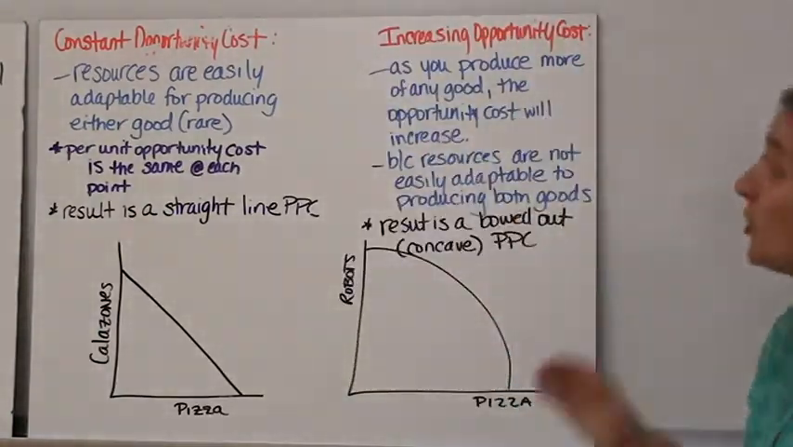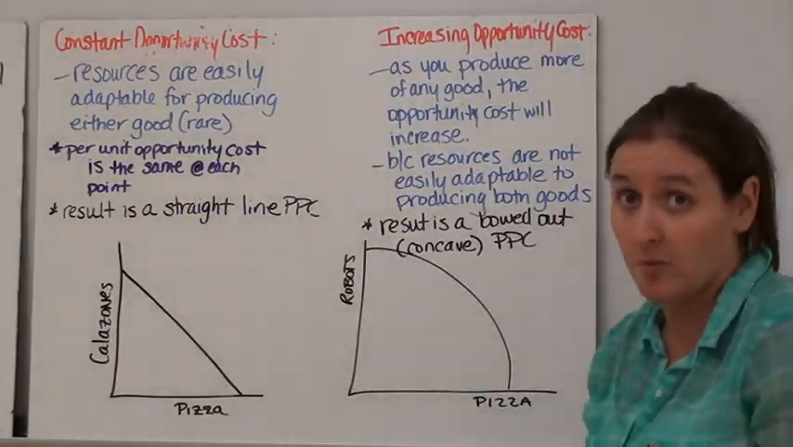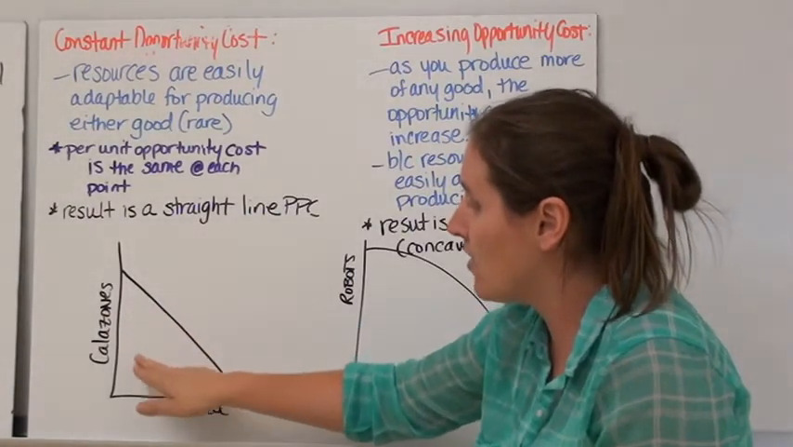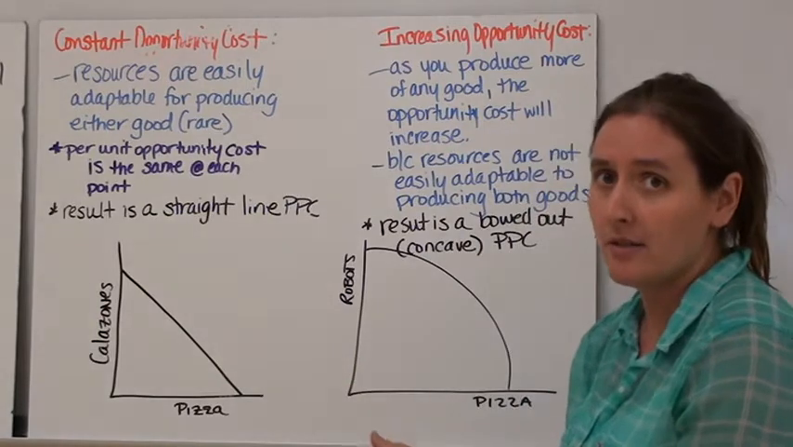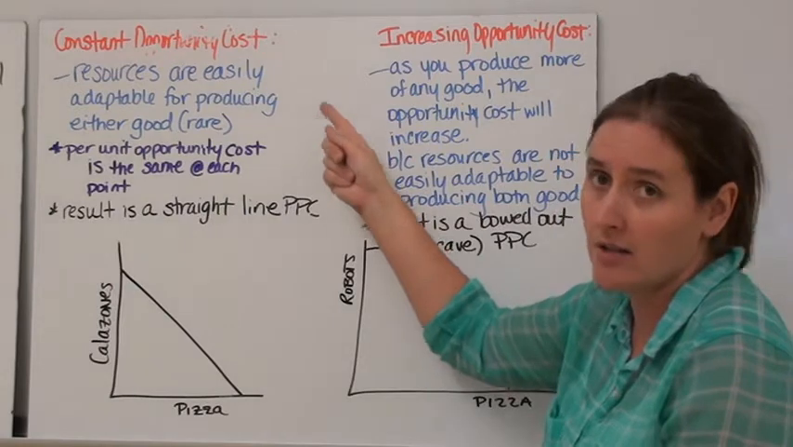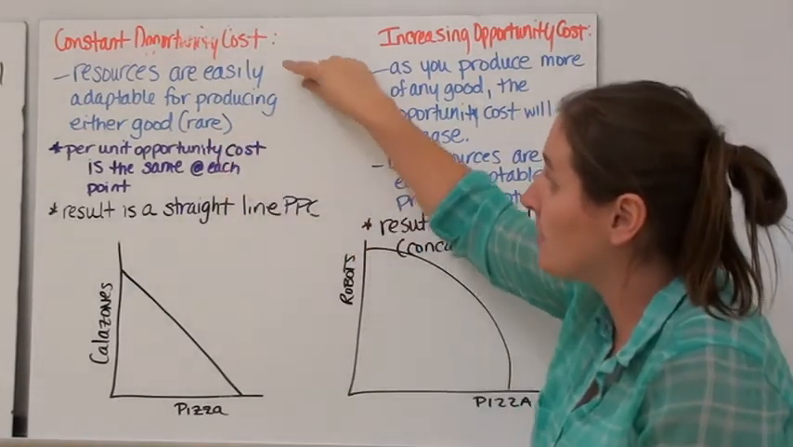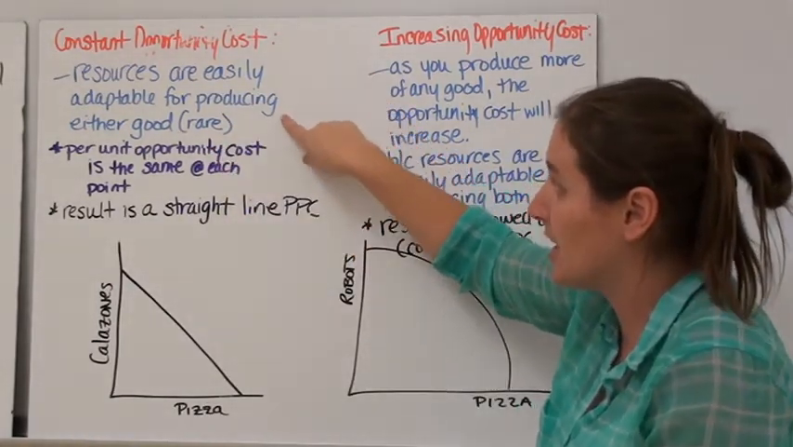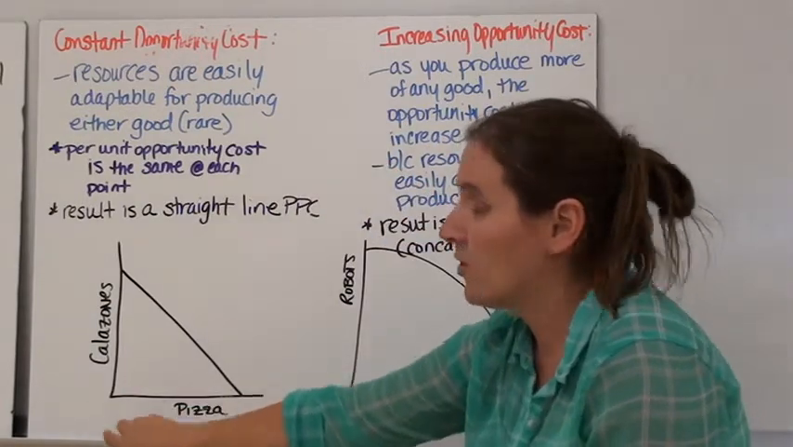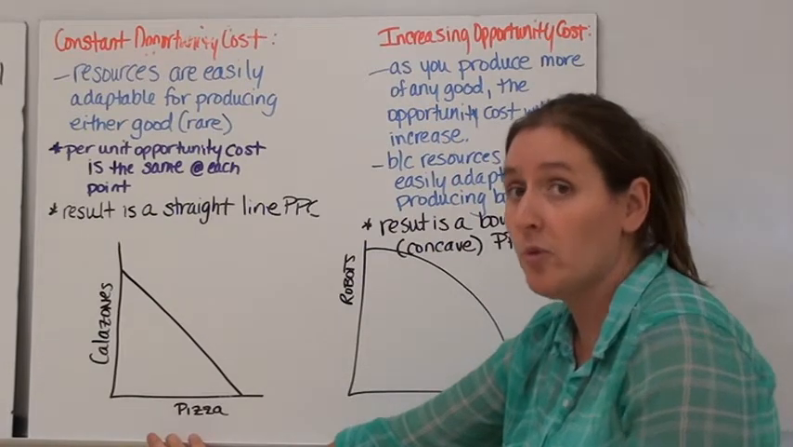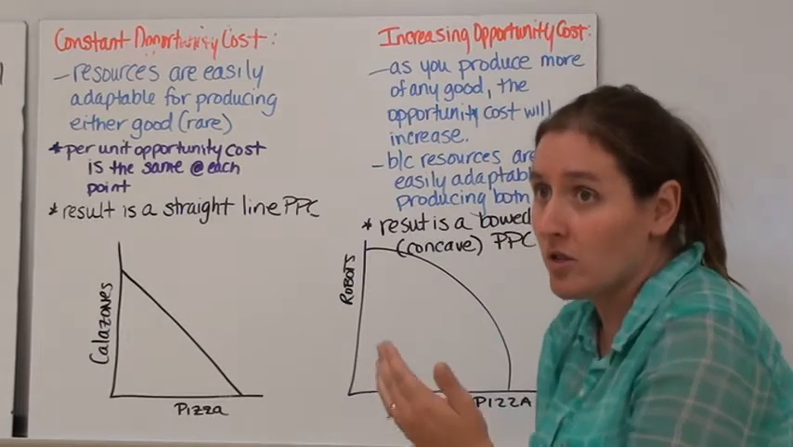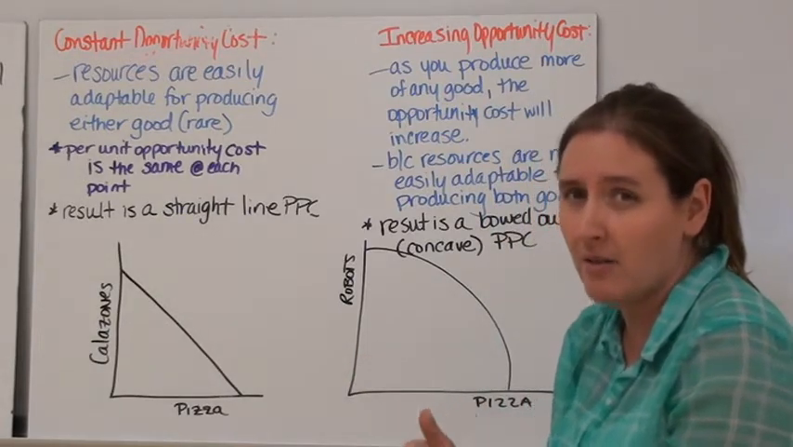Okay, there are 2 kinds of opportunity costs when you're looking at a production possibilities curve. If the costs are the same at every point, you're always losing 1 every single time, that's called constant opportunity costs, okay? And that happens when resources are easily adaptable for producing either good. This is really rare. So if you make 1 more pizza, you only lose 1 calzone. Then when you make 2 more pizzas, you only lose 1 calzone again. And then when you move from 2 to 3, you just lose 1 calzone. You're always losing the same amount no matter what.